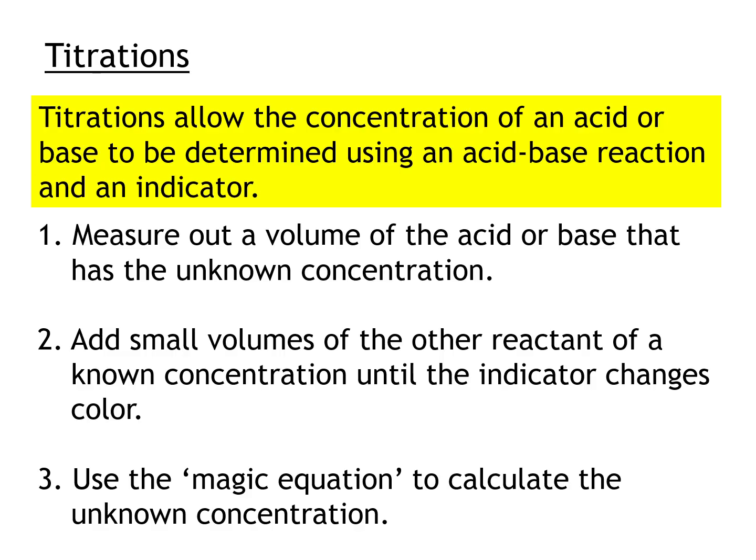So here we have the actual explanation of what a titration is. It pretty much goes through the same thing as I just said. You want to measure out a volume of the acid or base that you want to find the concentration of. Then we're going to add small volumes of the other reactant of a known concentration until the indicator changes color. The indicator is just a dye that changes color with pH. And then we're going to use the, quote, magic equation to calculate the unknown concentration.